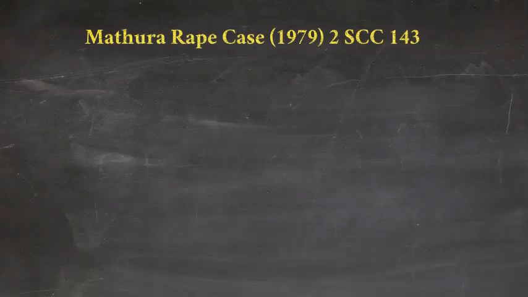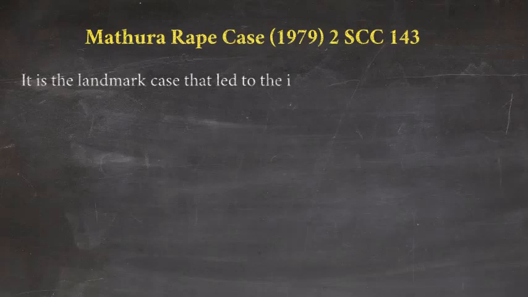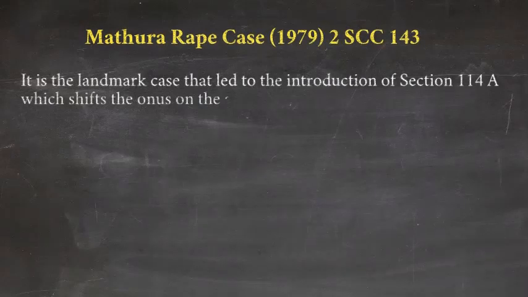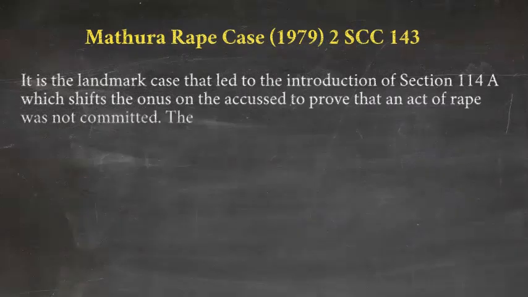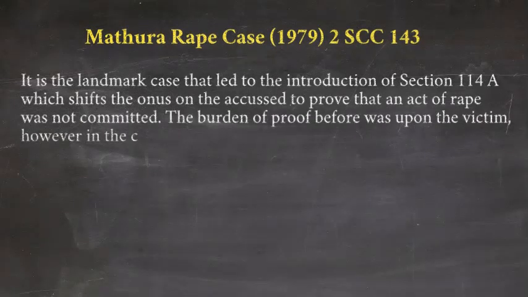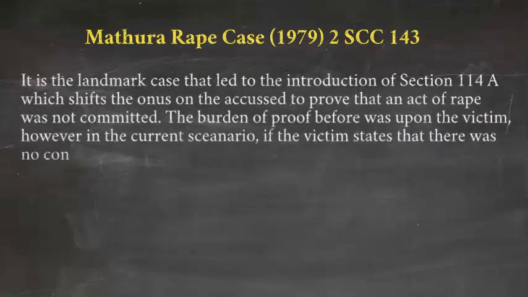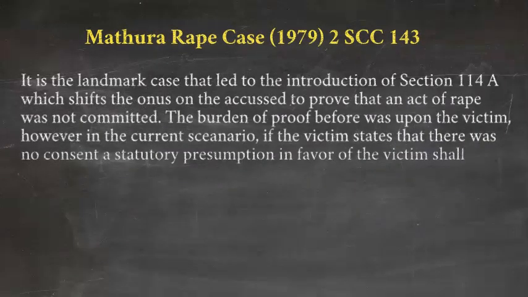The Mathura rape case was the landmark case that led to the introduction of Section 114A, which shifts the onus on the accused to prove that an act of rape was not committed. The burden of proof before was upon the victim. However, in the current scenario, if the victim states that there was no consent, a statutory presumption shall be raised in favor of the victim. Thereby, it is on the accused to prove that the rape was not committed. The word "shall" herein binds the court to do so, and the court has no discretion in such matters and must take the presumption as directed by the Indian Evidence Act.